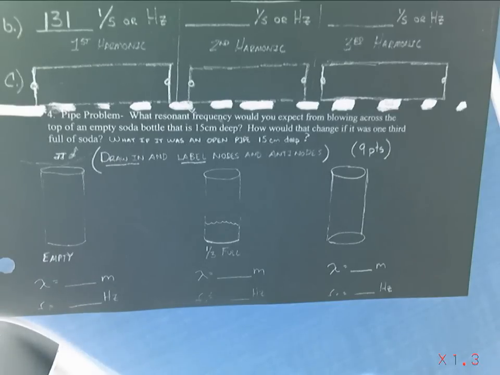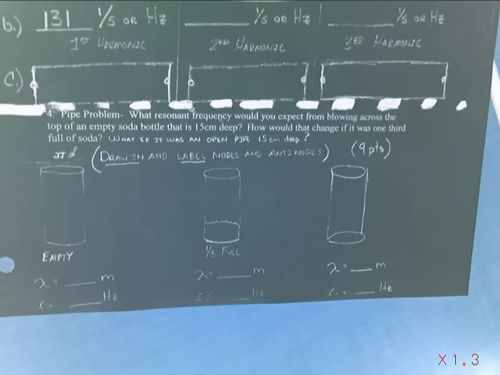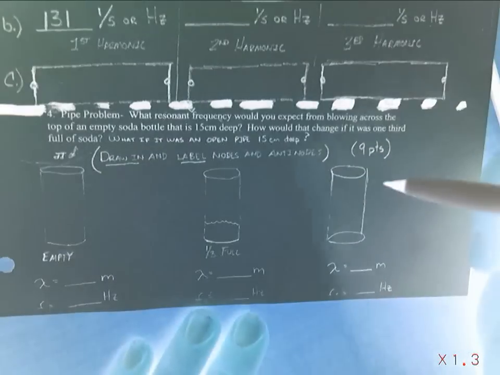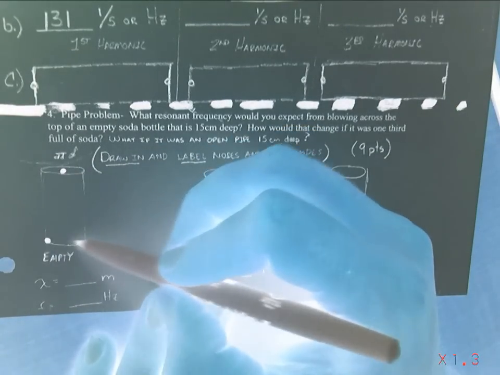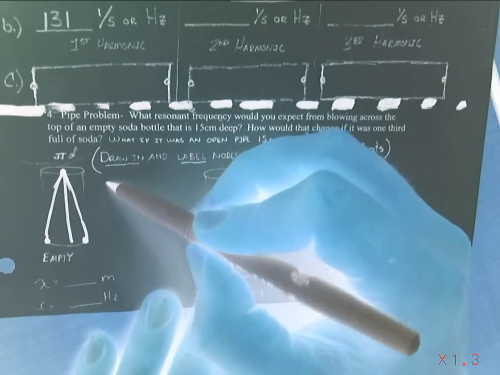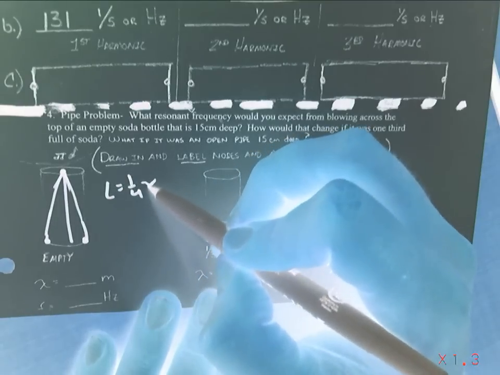Alright, so we worked our way down to the bottom now where we're talking about pipes or harmonics. This is a pretty easy one, really. You just have to remember that for a closed pipe, the fundamental is a quarter of a wavelength. So you draw your node, and then we always have an antinode at the closed end. We get something that looks like this. L equals a quarter of a wavelength.